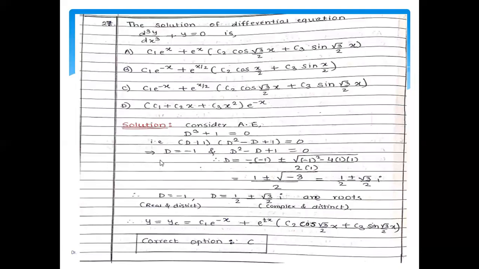Okay, fine. Now see, in the 27th example, we have a given linear differential equation d cube y upon dx cube plus y equal to 0. Here the auxiliary equation is what? D cube plus 1 equal to 0. Now, by using a standard formula, we have d cube plus 1 as d plus 1 into d square minus d plus 1 equal to 0. When I compare each factor with 0, from the first factor we get d equal to minus 1, and the remaining one is what? It is the quadratic equation d square minus d plus 1 equal to 0.